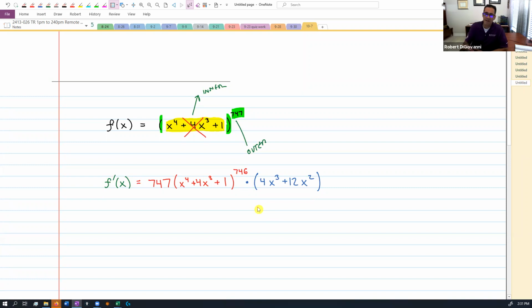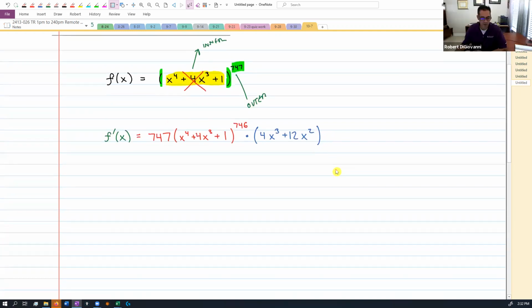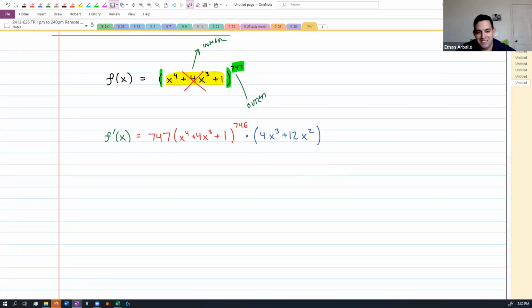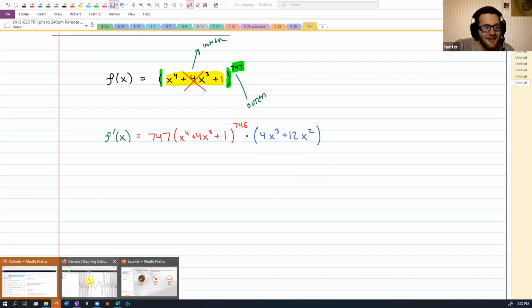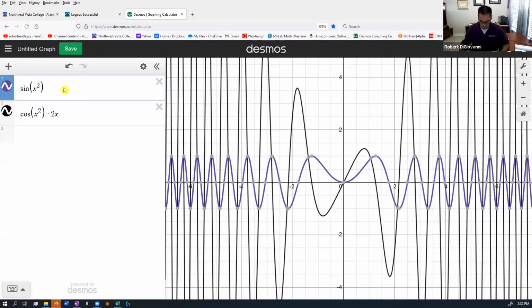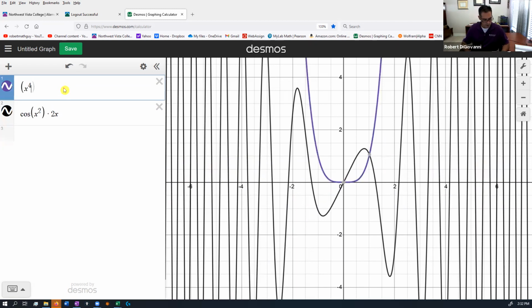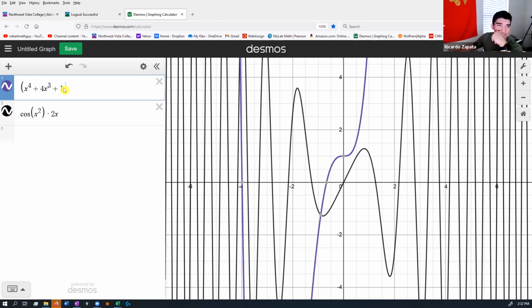Now, I'm not going to graph this one because the computer will not be able to handle this graph, but that is the derivative. The exponent's too big for it. I think it would freak out. I would like to see that. You want to try it? We can. Let's see what it does. x to the 4th plus 4x cubed plus 1.